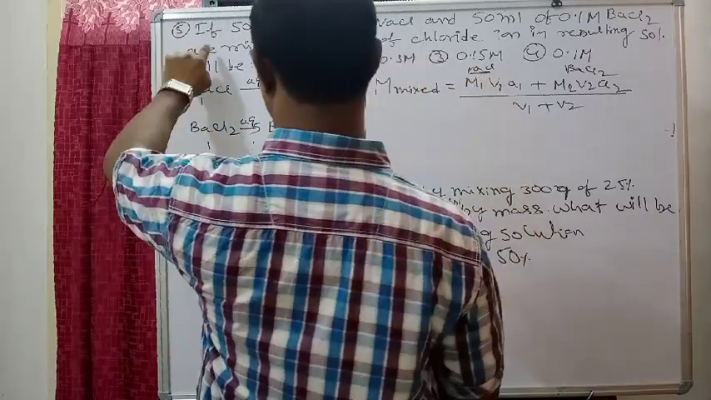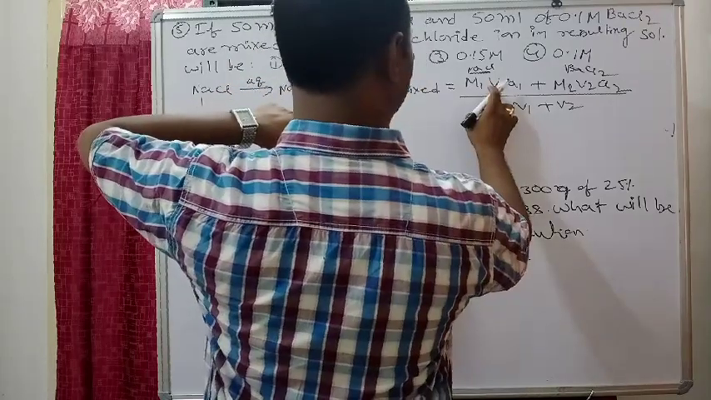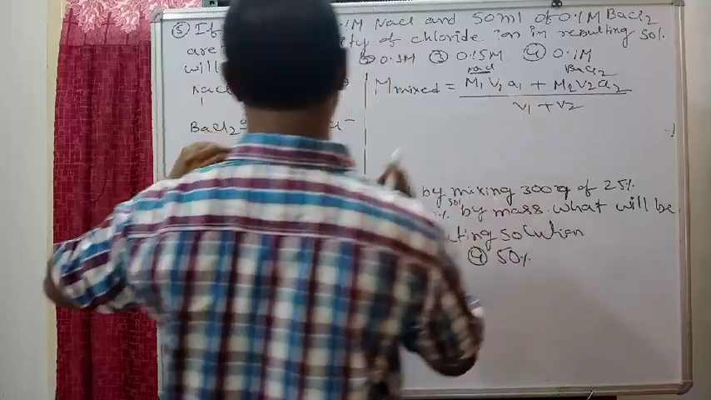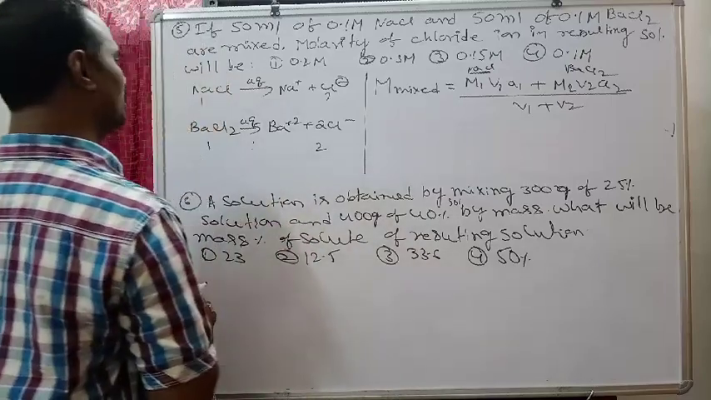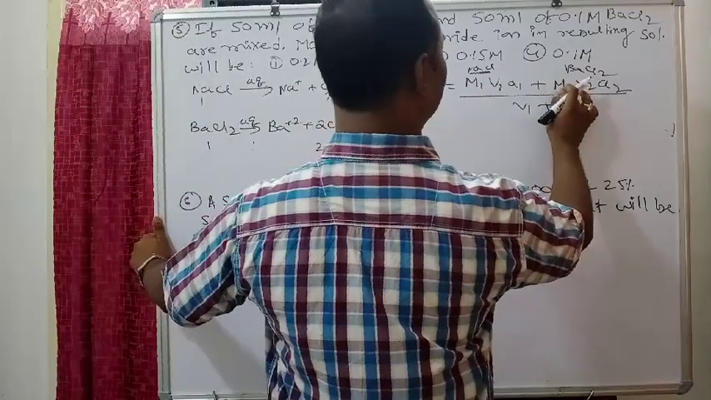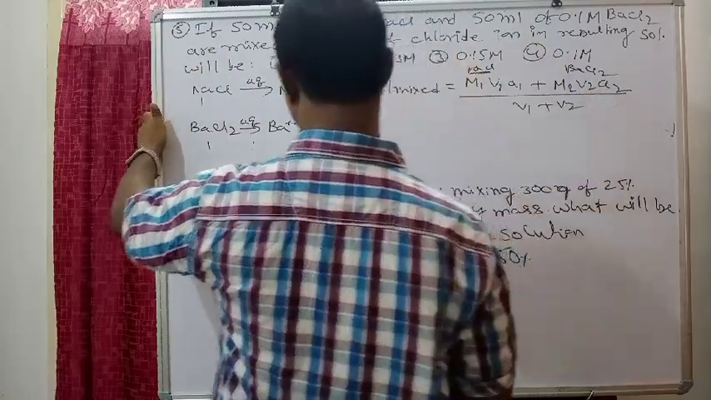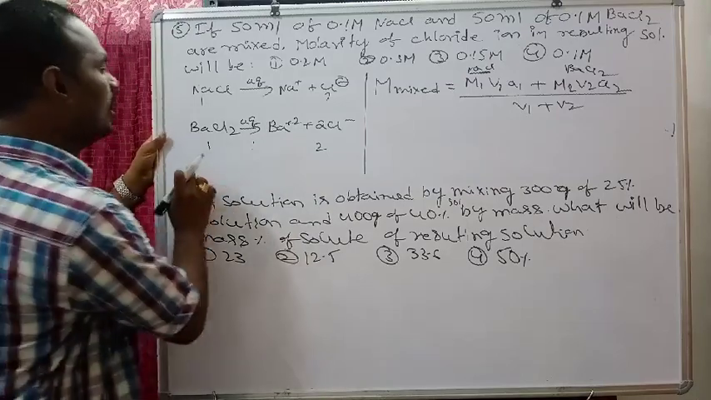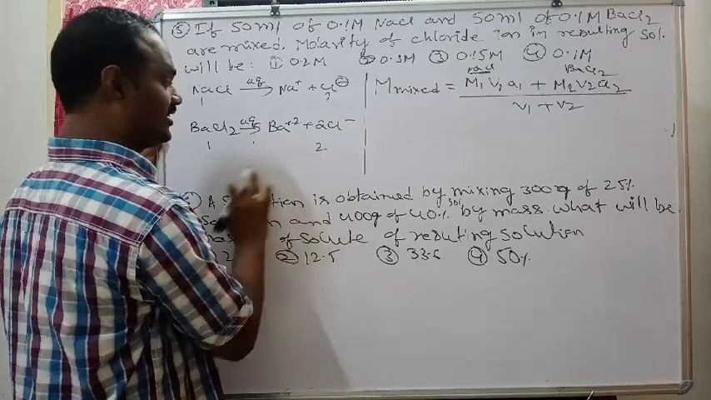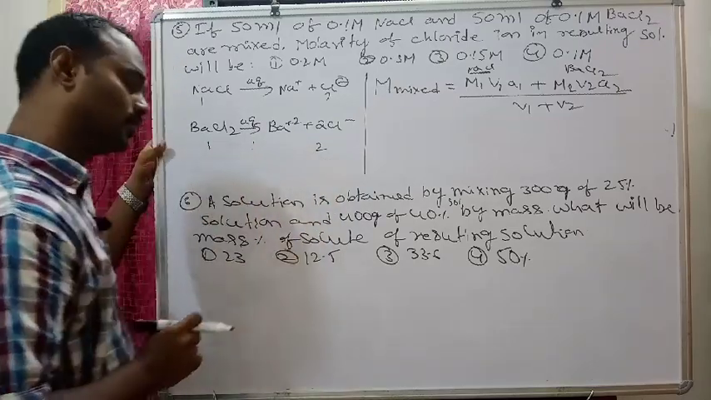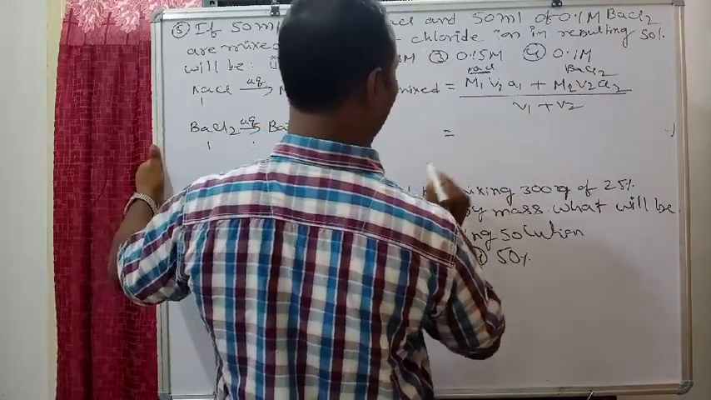Molarity of NaCl, how much did they give, sir? 0.1 M. Volume of NaCl 50 ml. Here A1, how many ions are obtained from 1 mole? 1 only. So A1 is 1. Now come to BaCl2. Molarity 0.1 M, volume of solution 50 ml. A2, how many ions are obtained for 1 mole of BaCl2? For 1 mole BaCl2, 2 moles, and the ratio of concentration of BaCl2 and chloride ion is 1:2. So here the A2 value is 2. Substitute all these values here.